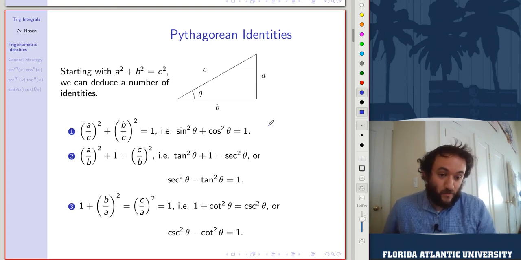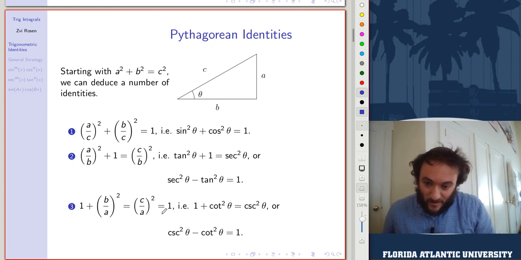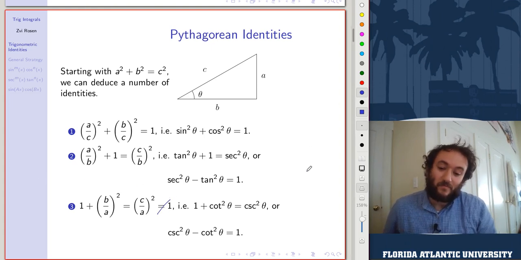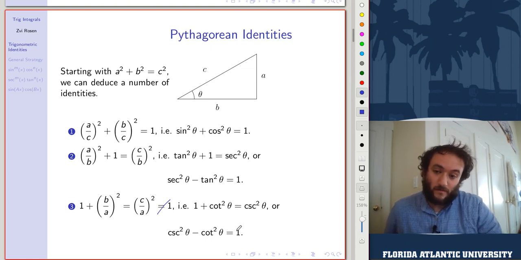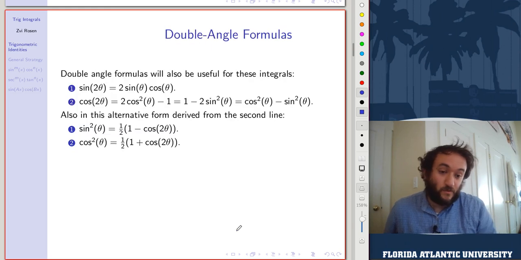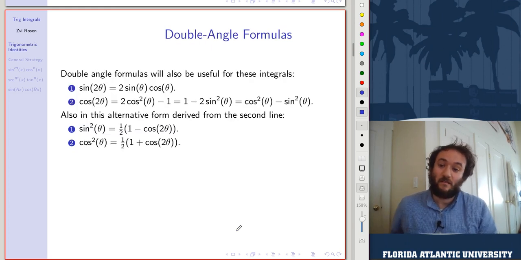Finally, we get a version with cotangent and cosecant. We're not going to be working with those at all in this lecture, but it's the same idea. You just divide through by A squared. You get 1 plus (B over A) squared equals (C over A) squared. Kindly disregard this equals 1. In other words, that's just 1 plus cotangent squared theta equals cosecant squared theta, or cosecant squared theta minus cotangent squared theta equals 1. Okay, so those are our useful Pythagorean identities.